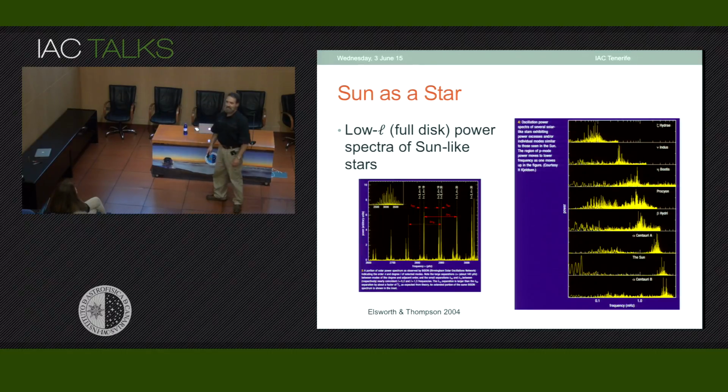So here's a bunch of different solar-like stars, each with different frequencies, much like a violin, a viola, a cello and a double bass are basically the same thing but different scales. So they have different natural frequencies of oscillation.